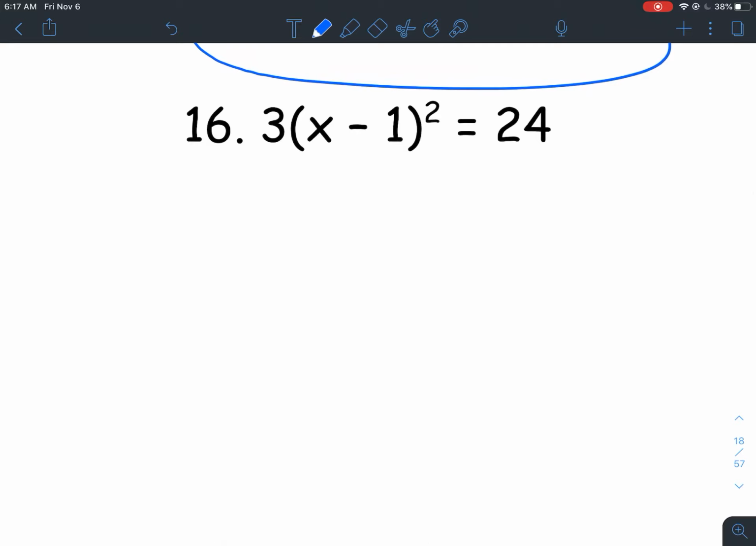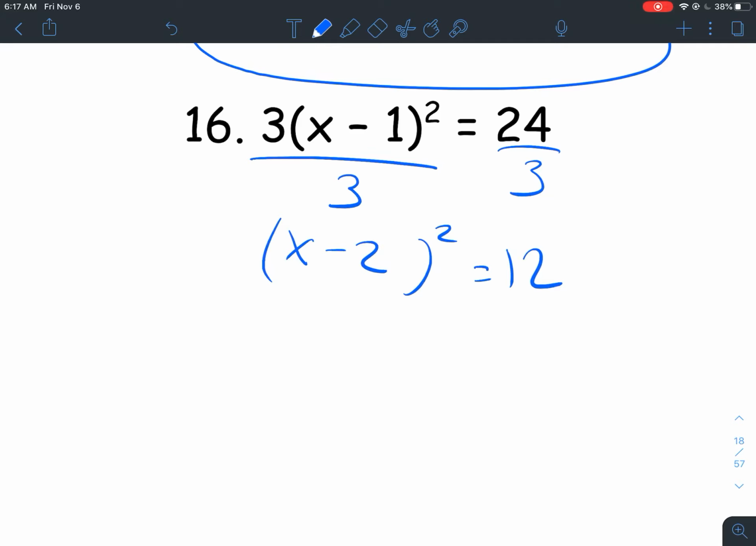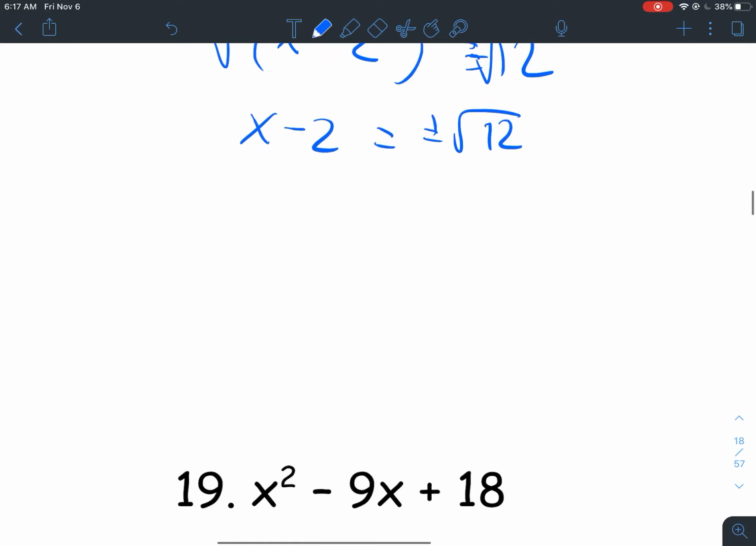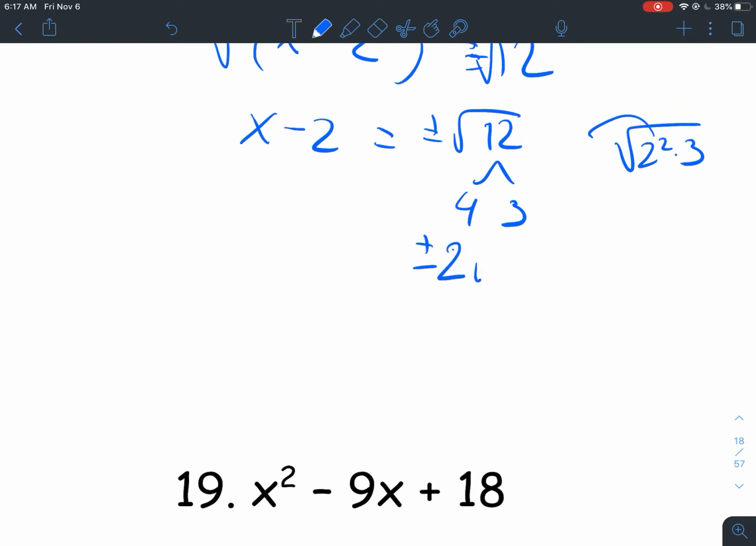All right. Next one. See if you can try this one. The first thing you would do here is divide by 3. So you get x minus 2 squared equals 12. And then next, we would take the square root of both sides. We do plus minus. So we get x minus 2 equals plus minus root 12. And of course, we can break 12 down into 4 times 3. So we get 2 squared times 3. Bring the 2 out. We're going to have plus minus 2 root 3.